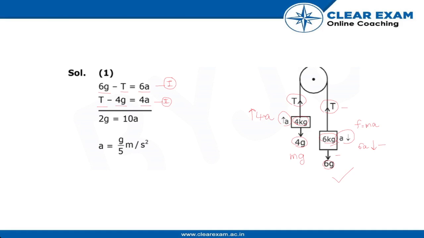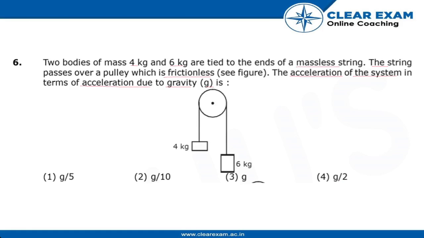We'll add both these equations to cancel out T, and our resulting equation is 2g is equal to 10a. So a simply comes out to be g by 5 meter per second square. So our solution is option number 1.